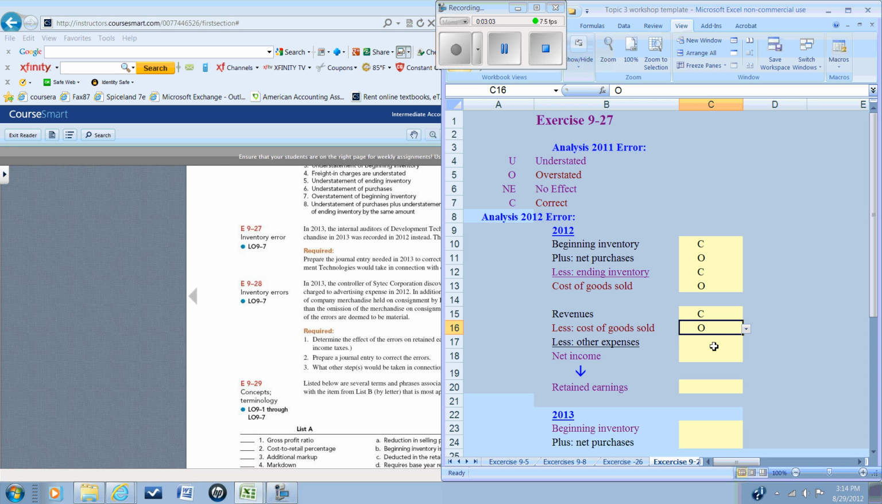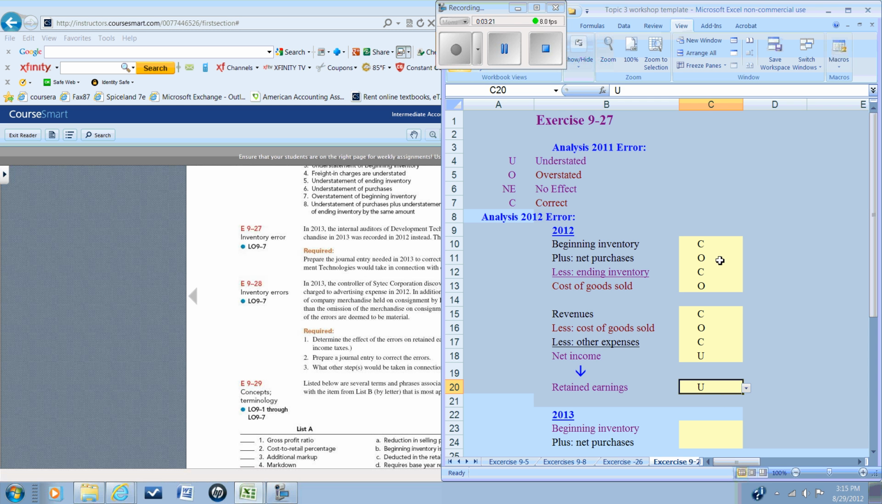Cost of goods sold, as we determined, was overstated. Other expenses are correct. And if we overstate cost of goods sold, that means we're going to understate net income. And that means retained earnings is also understated.